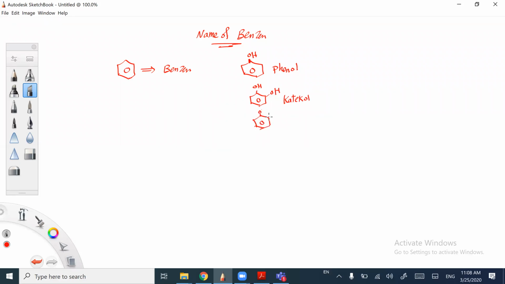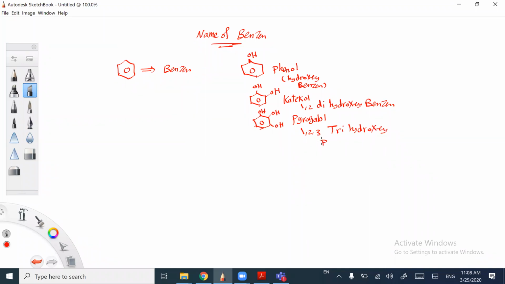Three OH is called pyrogallol. For the IUPAC name, it's called hydroxybenzene. This is called 1,2-dihydroxybenzene. This is called 1,2,3-trihydroxybenzene.